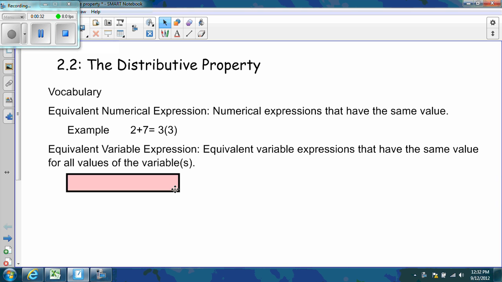Then equivalent variable expression is very similar. So this is similar because equivalent variable expressions have the same value for all values of the variables. So for instance, in this case, 2x equals 5 plus x. So x on both sides has to equal 5 in order for this to be true, because 2 times 5 is 10, and 5 plus 5 is also 10.